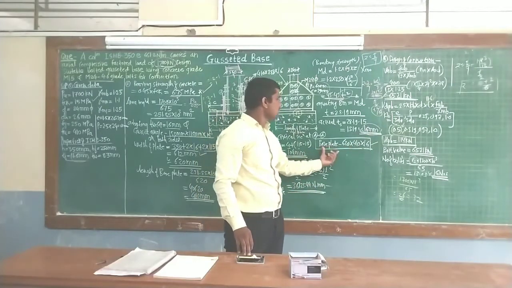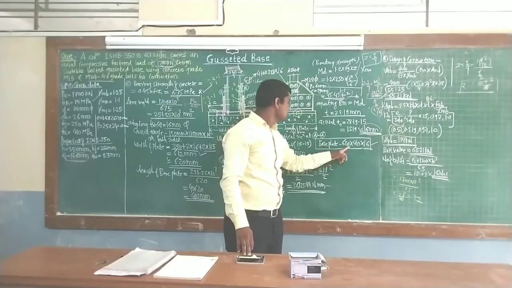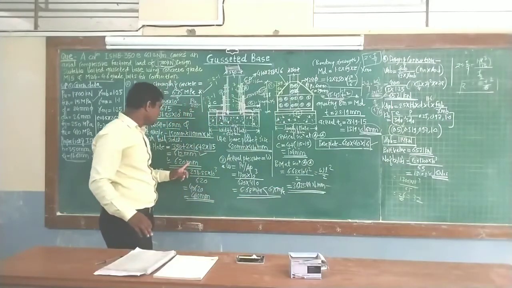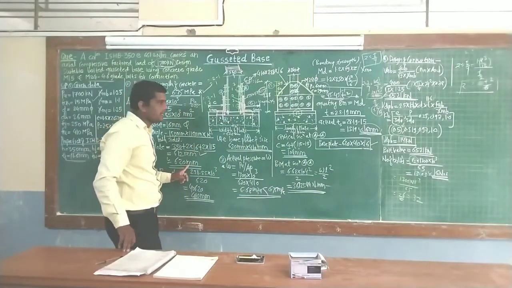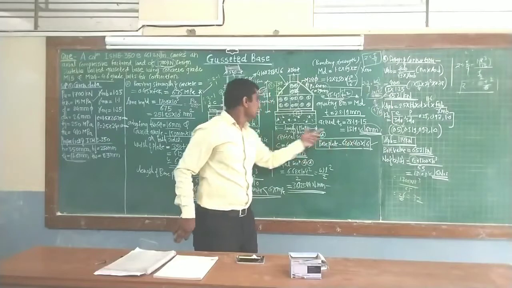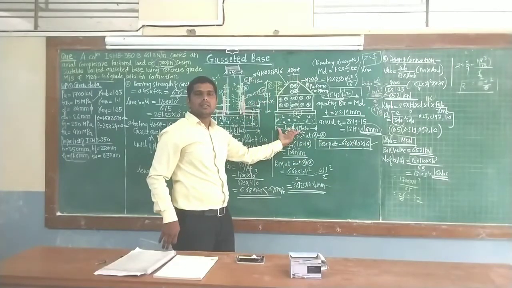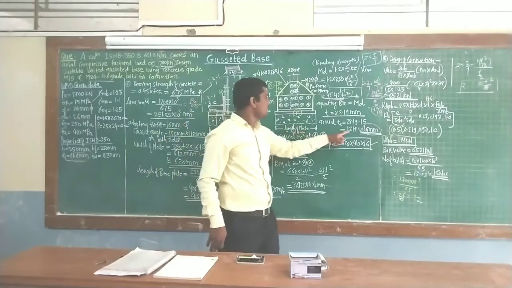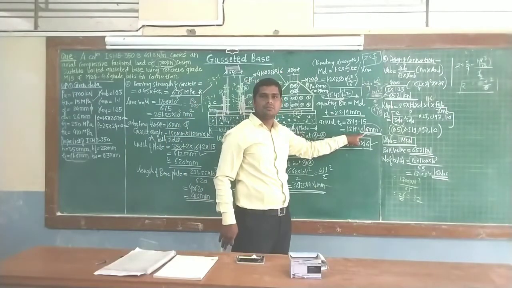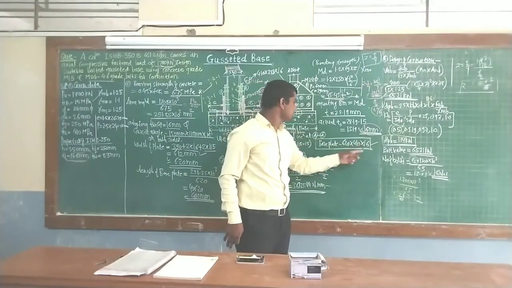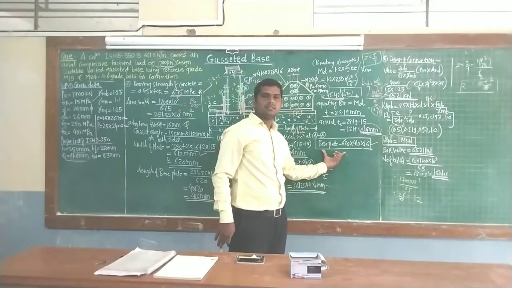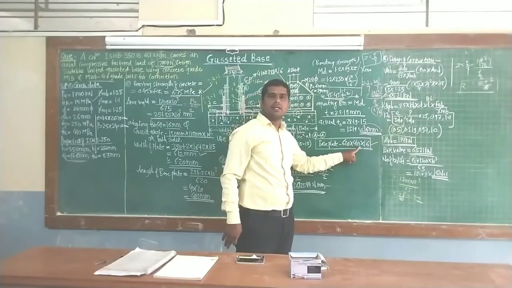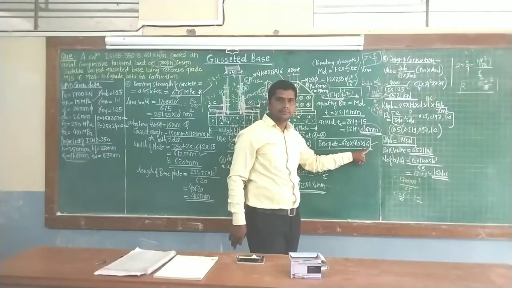Then what are the dimensions of base plate? 620, we have found out, that is the width of base plate. 410, we have found out the length of this base plate, width and length of base plate. And after finding out the actual thickness of this base plate, that is 16 mm, the whole dimension is 620 by 410 mm by 16 mm.